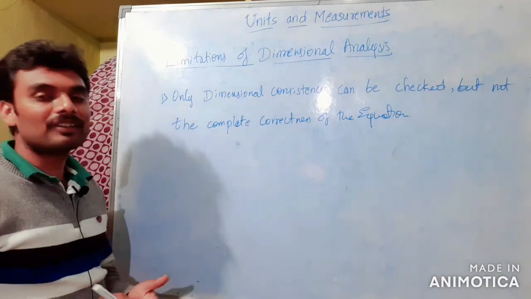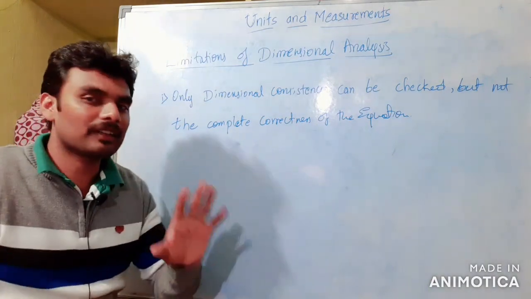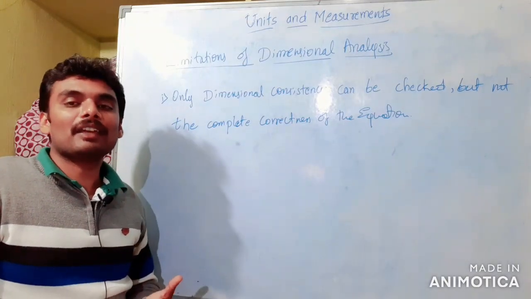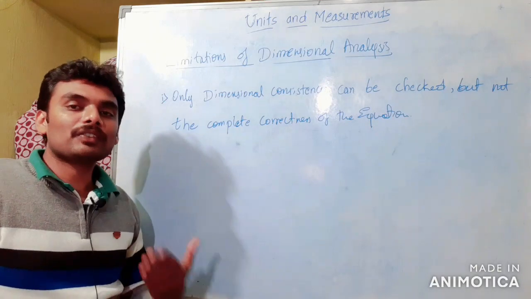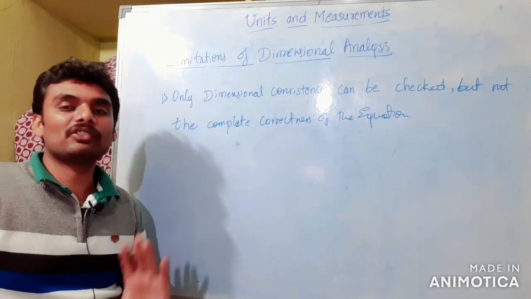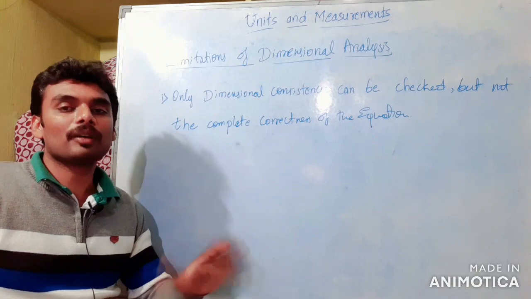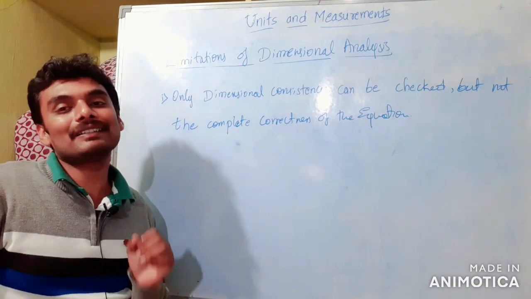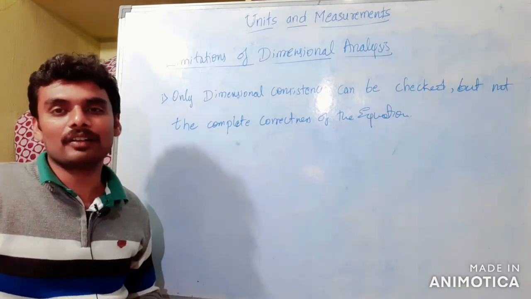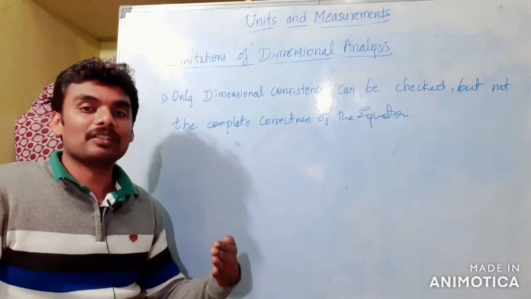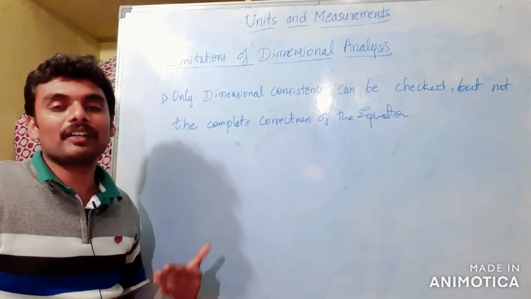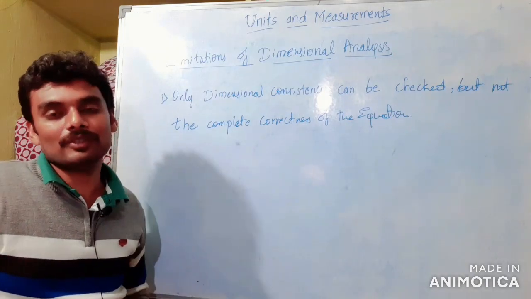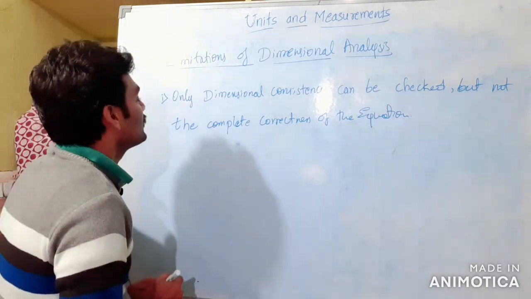Because if you have the standard expression v is equal to u plus at, I'll take the simple example. Or let me take one more, like the expression of kinetic energy is K is equal to half mv squared. So instead of half mv squared, if we have K is equal to simply mv squared, even then the equation is dimensionally consistent, but it's actually a wrong equation, isn't it? So that's the limitation of dimensional analysis. It can only check the dimensional consistency but not the complete correctness of the equation. So that's the first limitation.